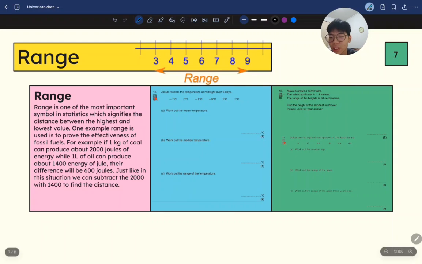Now range. Range is one of the most important measures in statistics, which signifies the distance between the highest and the lowest value. An example of range is used to prove the effectiveness of fossil fuels. For example, if 1 kilogram of coal can produce about 2,000 joules of energy, while 1 liter of oil can produce about 1,400 joules of energy, their difference will be 600 joules. In this situation, we subtract 1400 from 2000 to find the distance. So we just try to compare things. That's when we use range.